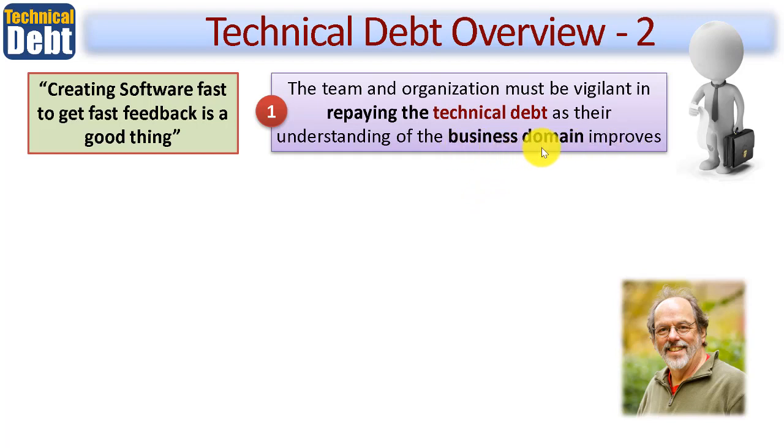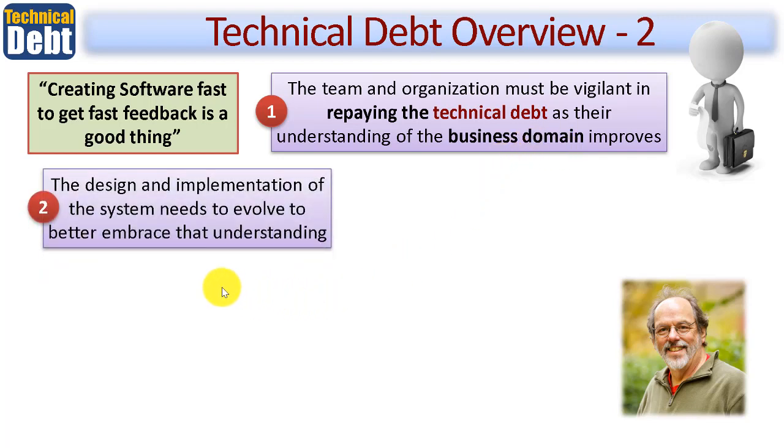Here the word business domain could merely talk about the environment within which the product is being used, or the business environment within which it's being marketed and sold, or both, frankly. The second step then is the design and implementation of the system needs to evolve to better embrace that understanding. Here we can see iterative and incremental development playing a part, whether for software or physical products. But before I go any further, if I'm not careful, you'll run away with the idea that technical debt covers just about any mistake or issue or problem, and that's not true.